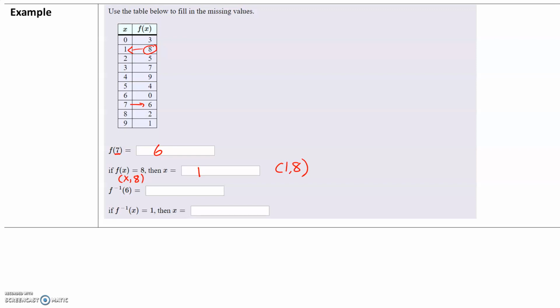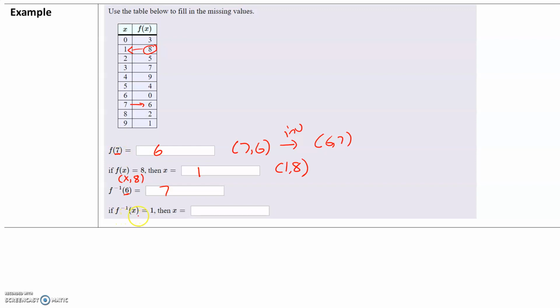Next, let's find f inverse of 6. Okay, so f inverse of 6, this means that we're looking at the point 7, 6. So this is the point 7, 6, and its inverse is 6, 7. So for the inverse, when the input is equal to 6, the output is going to be 7. In other words, this point 7, 6, if we switched it around, if we made the 6 into the input, the corresponding output is going to be 7.